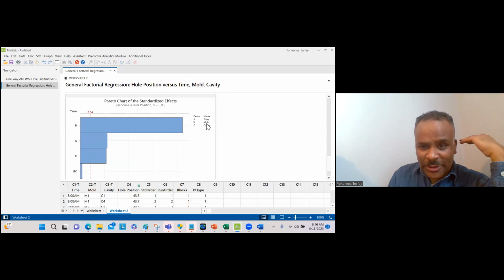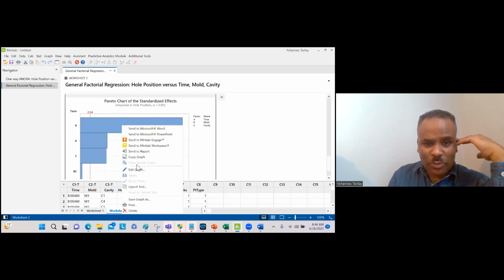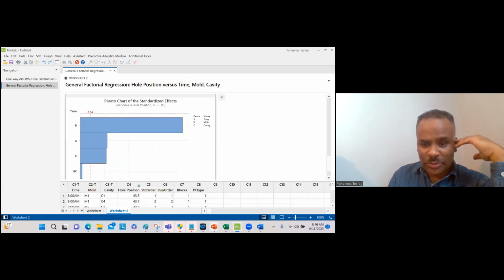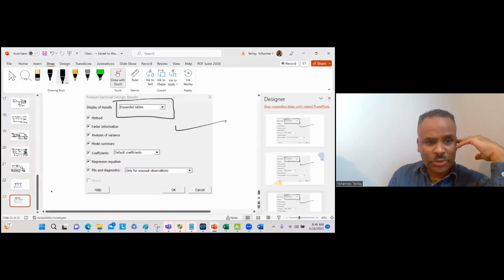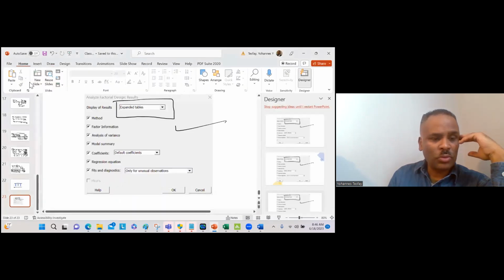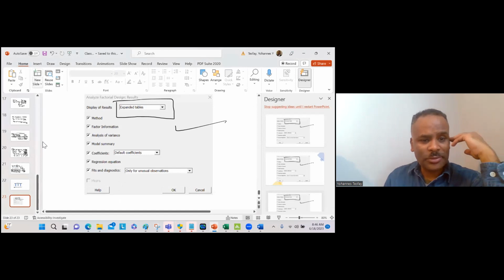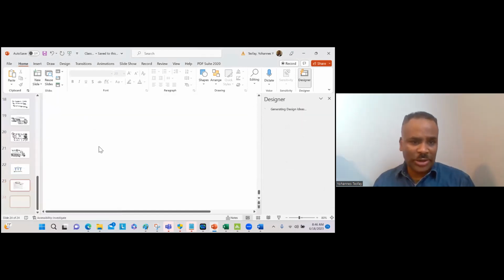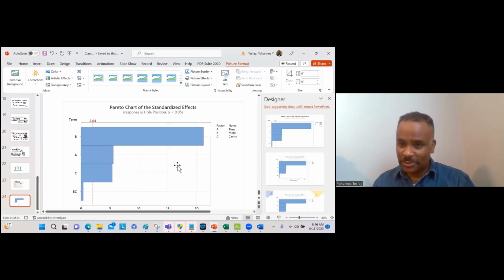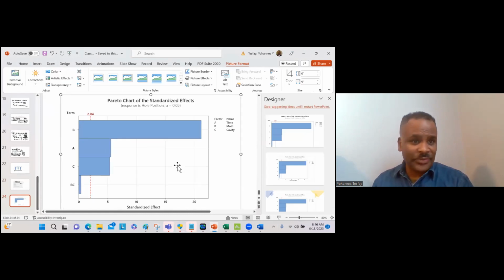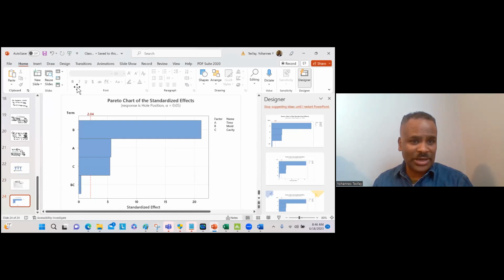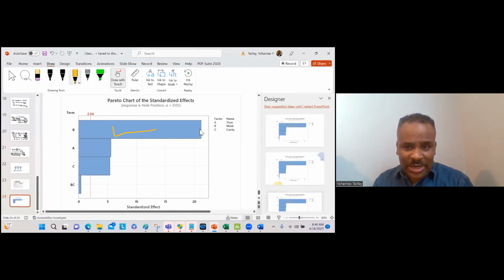You see b, that's mold. That's a Pareto that you want to go to. You see the most important problem right here is on the machine, then a is time and cavity.